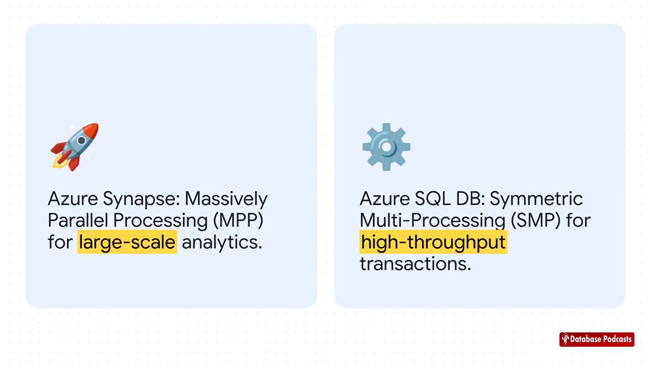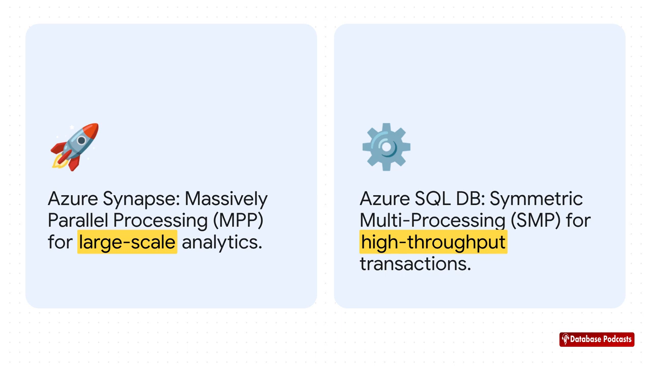So let's meet our two main players. On one side, we have Azure Synapse Analytics, and on the other, Azure SQL Database. Now, the huge difference between them, and this is really the whole story, is their fundamental architecture. Synapse is what we call massively parallel processing, or MPP. Think of it as a huge team of specialists, all working on a piece of a giant problem at the same time. It's built for analytics at an insane scale.